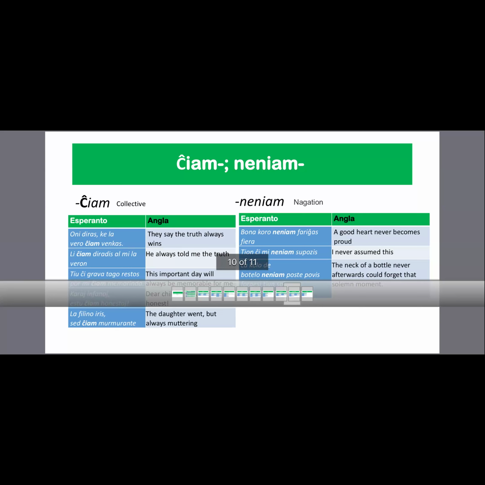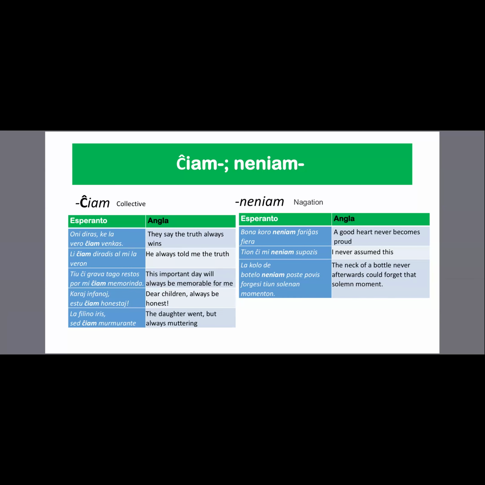I have a question. Yes, please. In what circumstances do we use chiam, and in what circumstances do we use chiu? Because I can see both of them are collective and representing persons. Yes. So all of them are collective, but they are different. When I say chiam, it is always. But when I say always, it doesn't mean it's an individual. I can say Amina always plays guitar. It's your habit. Amina chiam ludas al guitaro.